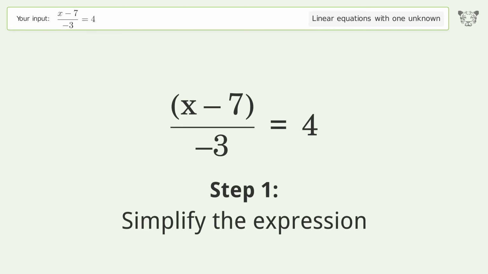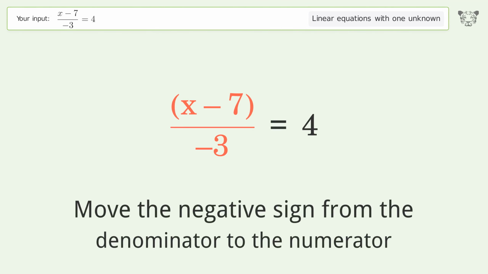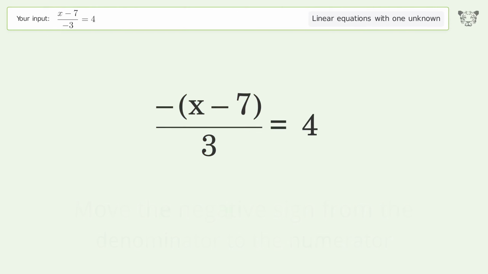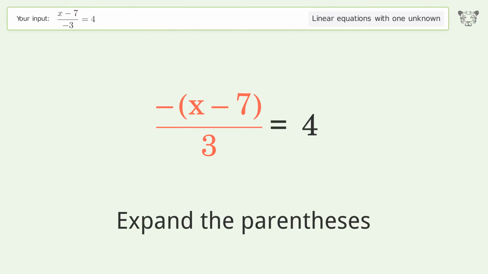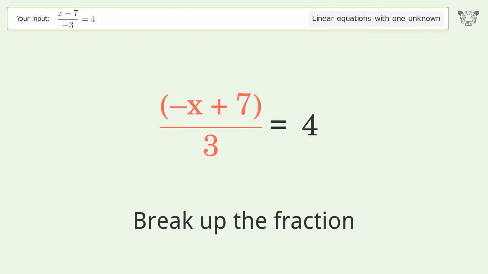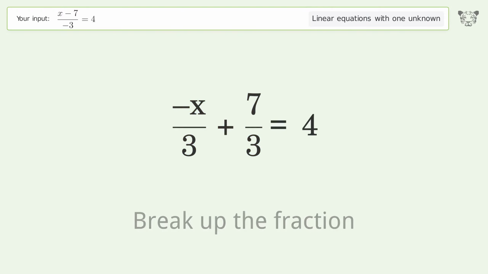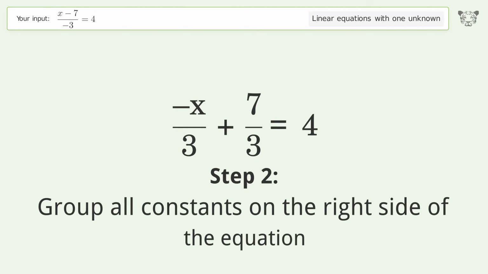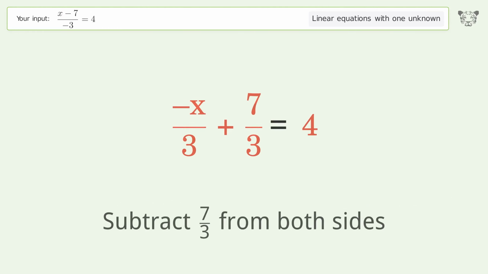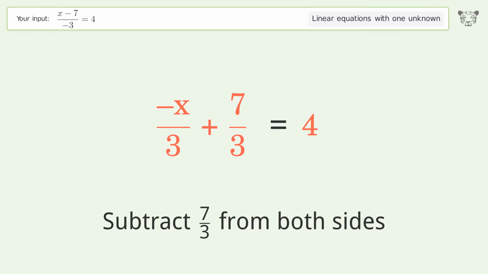Simplify the expression. Move the negative sign from the denominator to the numerator. Expand the parentheses. Break up the fraction. Group all constants on the right side of the equation. Subtract 7/3 from both sides.